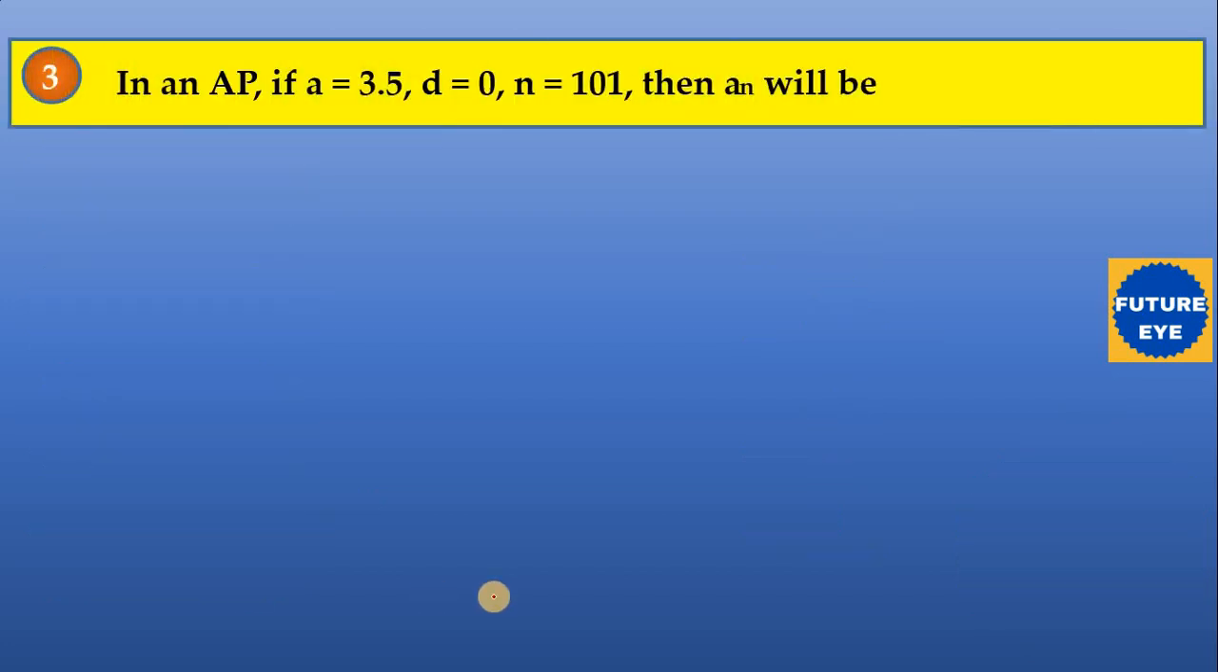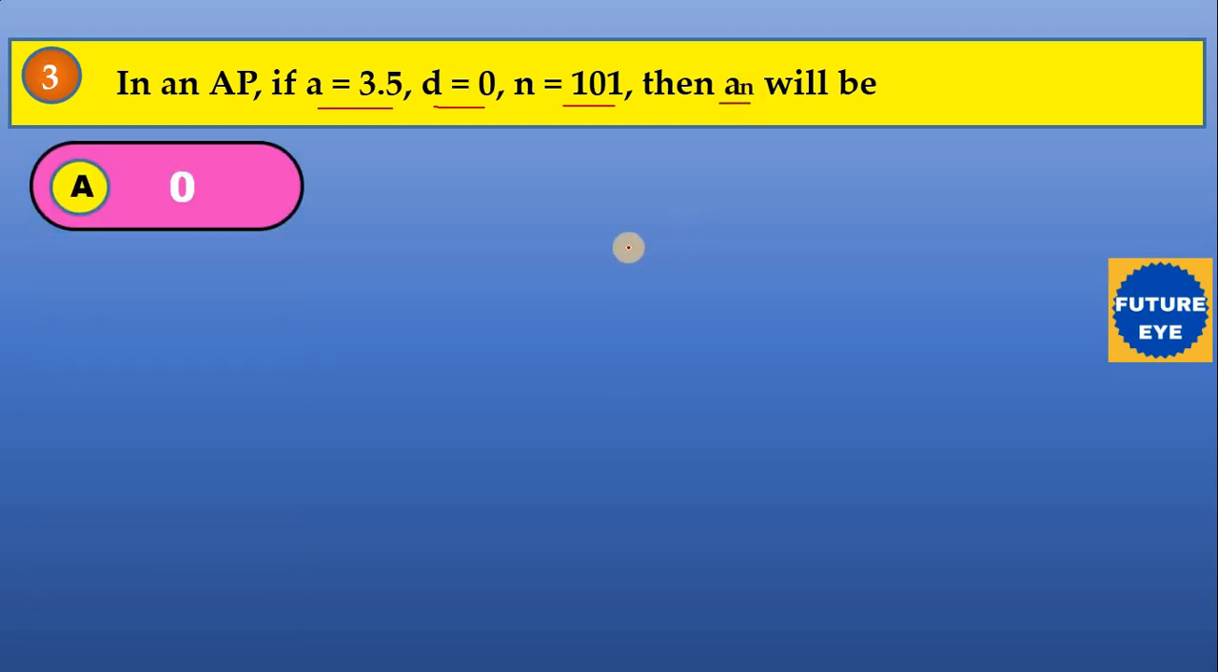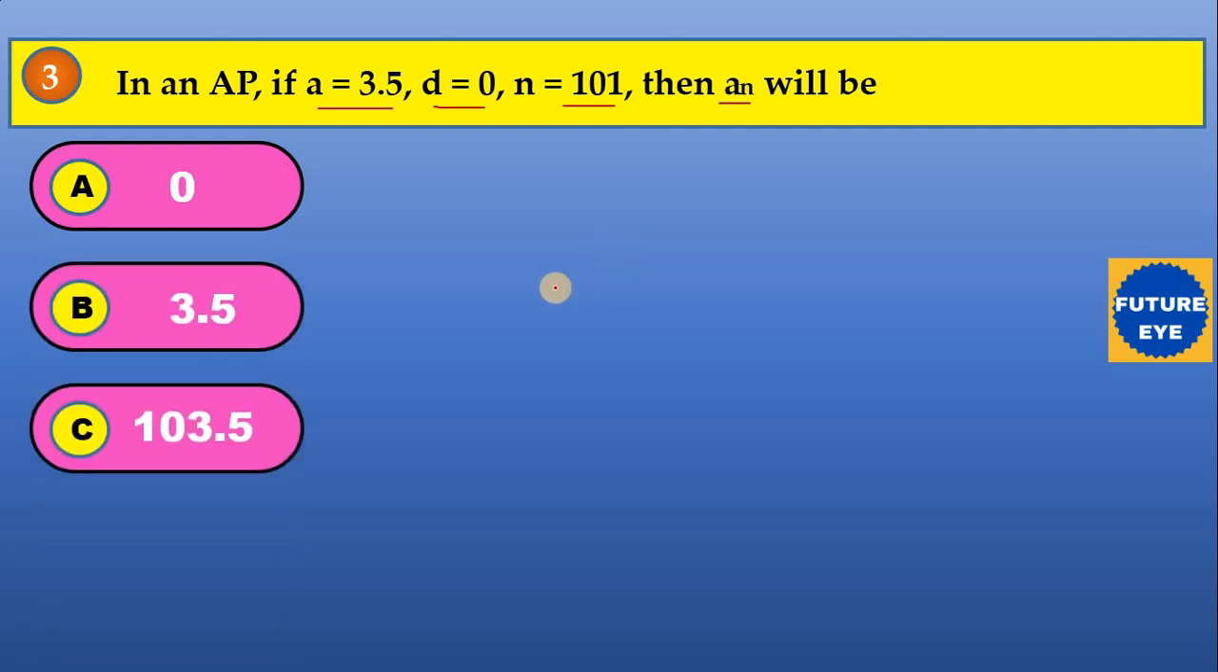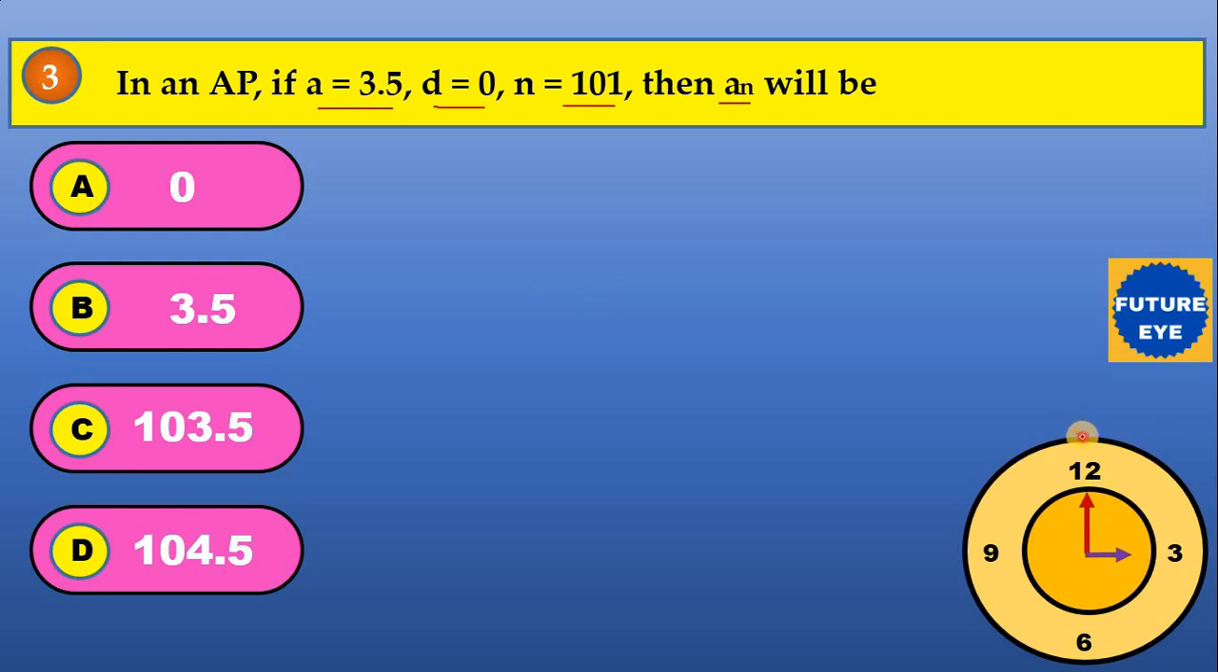Let us take another question. Question number 3. In an AP, a equals 3.5, b equals 0, n equals 101. Then an will be, given options are 0, 3.5, 103.5, 104.5. Children, your time starts now.